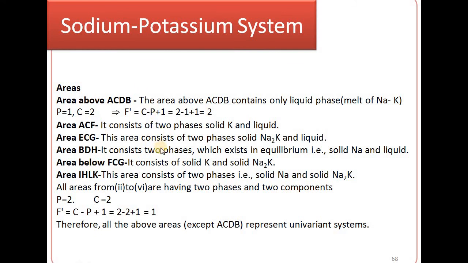Now these are all the areas represented in the phase diagram, and from the phase diagram we can see in which area how many phases are in equilibrium. In the area above ACDB, you will have only one liquid phase, so the degree of freedom is 2. In all other areas, there are two phases in equilibrium, so in every case the degree of freedom is equal to 1. So the system will be univariant in all other areas except the area ACDB. This area ACDB will be bivariant and all other areas will be univariant.